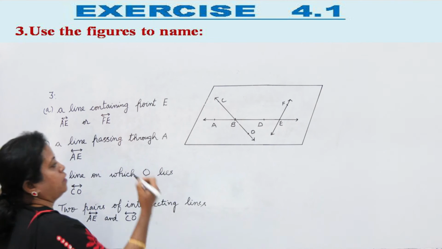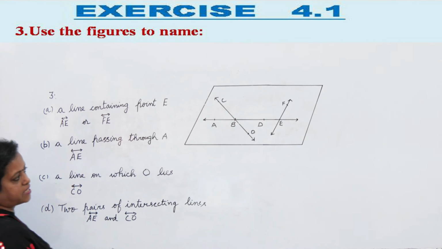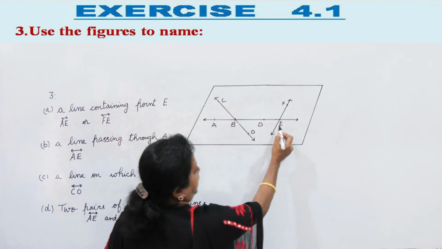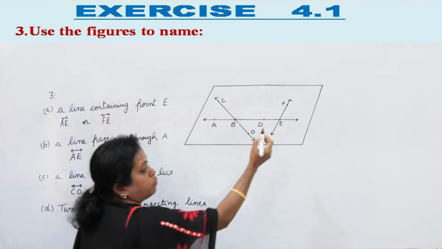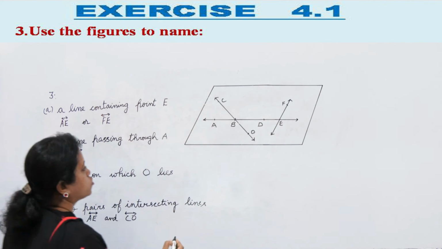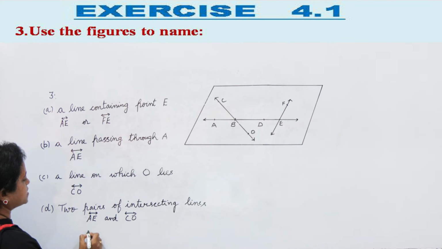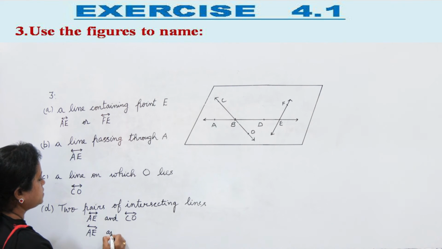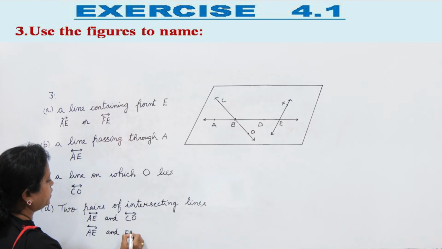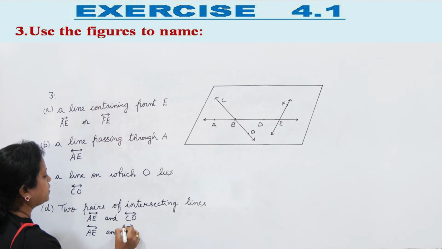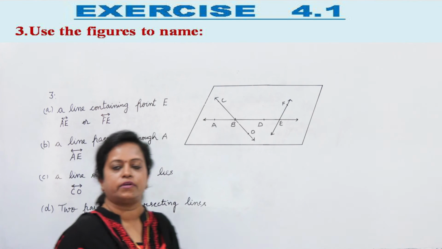It is B. Now the next pair of intersecting lines, you can see that the line AE and FE also meet at the point E. So another set of intersecting lines can be AE and FE. These are the two pairs of intersecting lines from the given figure.